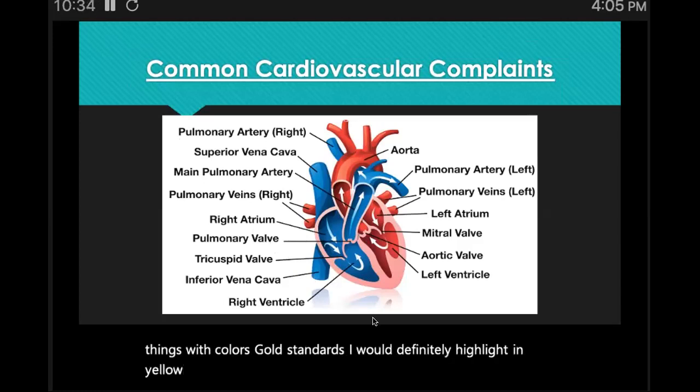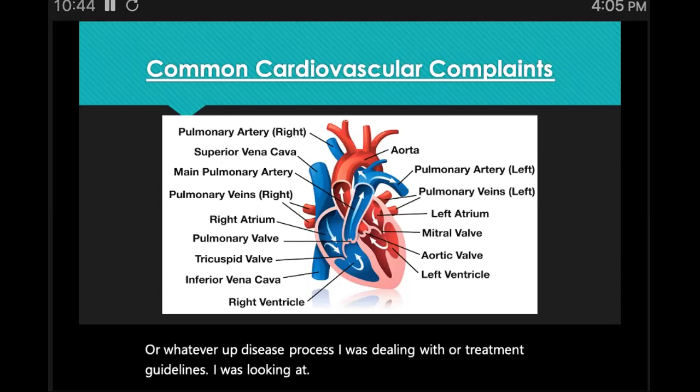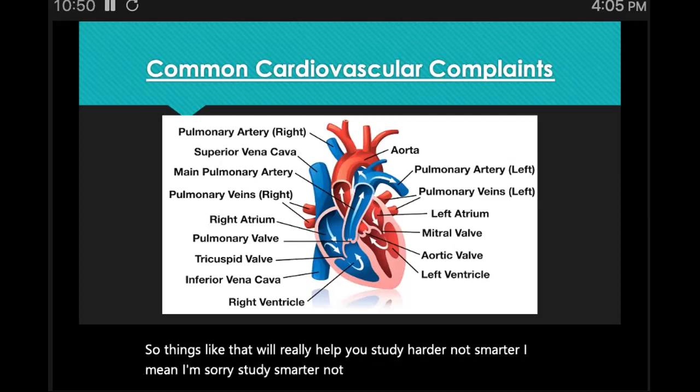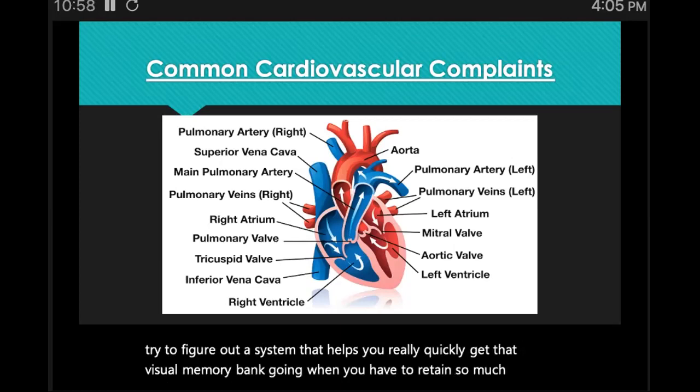So I always would make sure I knew my gold standards for whatever disease process I was dealing with or treatment guidelines I was looking at. Things like that will really help you study smarter, not harder, because you really want to figure out a system that helps you quickly get that visual memory bank going when you have to retain so much information.